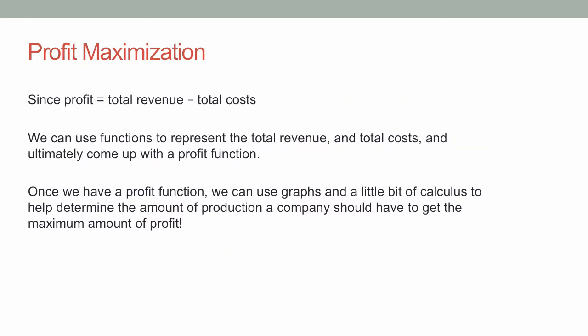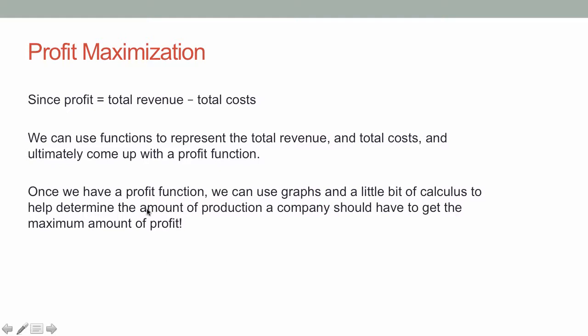So, since profit equals total revenue minus total cost, we're going to use some math. We're going to use a function to represent the total revenue, and a function to represent the total cost. Ultimately, we're going to subtract my two functions to make a profit function. Again, I'm kind of helping you see where we're going, so when we start doing this example, it's going to make sense.